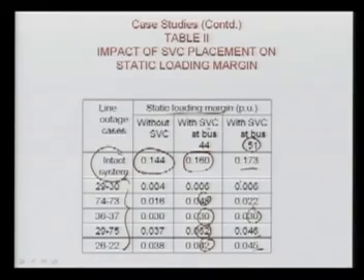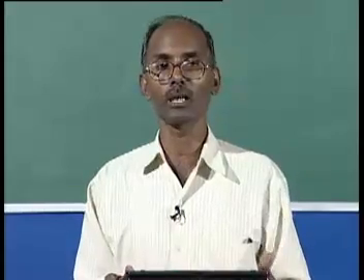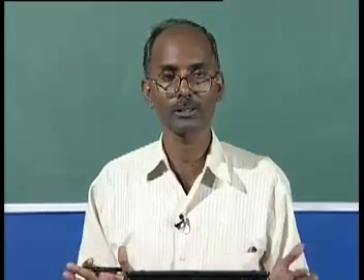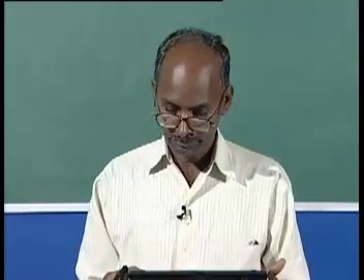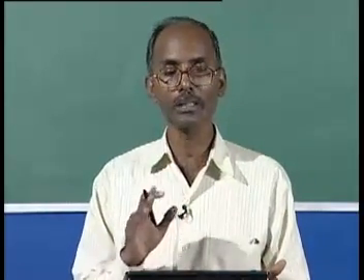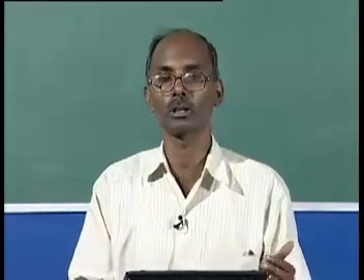So, as I said, it is not possible that only one static var compensator is sufficient for a whole large system. It may be two. So we can go for 44 and 51. But this sensitivity approach gives an idea that these are the probable locations, and then you can go for the actual analysis by putting that SVC.